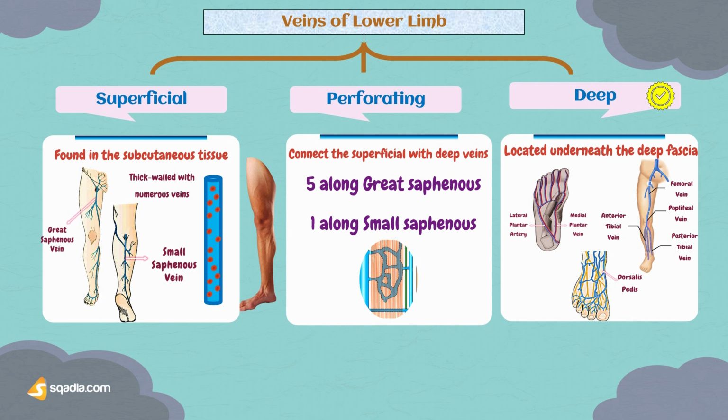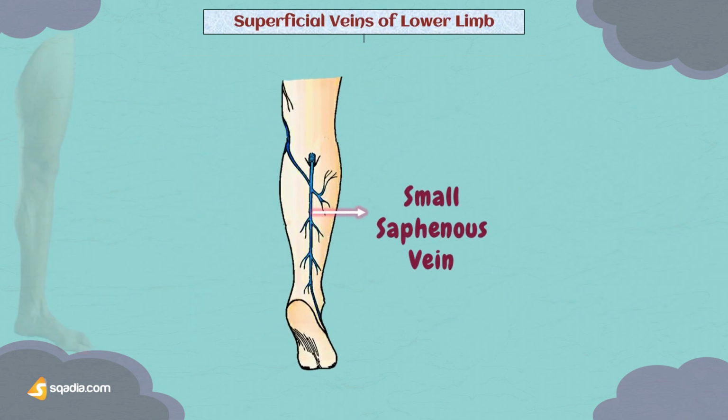Let's look at the small saphenous vein now. The small saphenous vein is formed by the dorsal venous arch of the foot and the dorsal vein of the little toe. As you can see here, it moves up the posterior side of the leg, passing posteriorly to the lateral malleolus, along the lateral border of the calcaneal tendon.